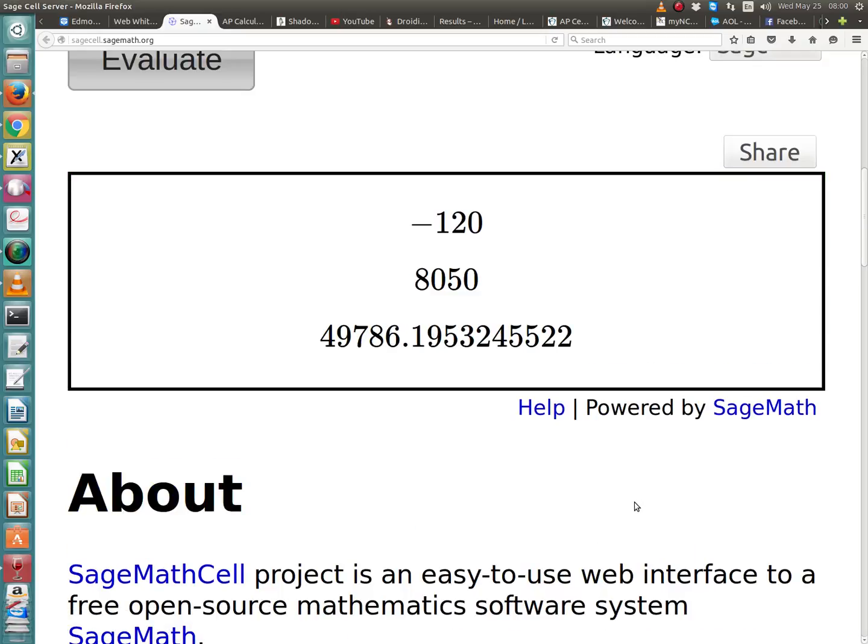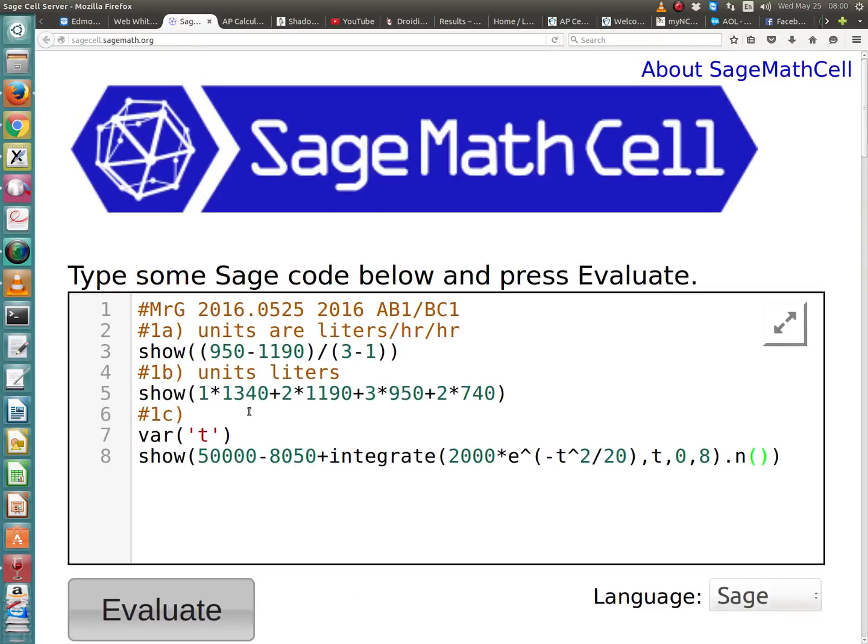All right, now they want this to the nearest liter. What would you write? Okay, so 49,786 liters. All right, so let's write down the final answer right here.